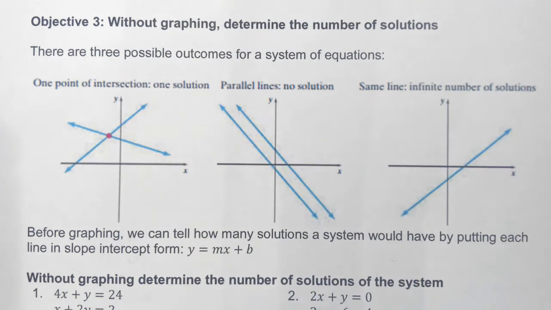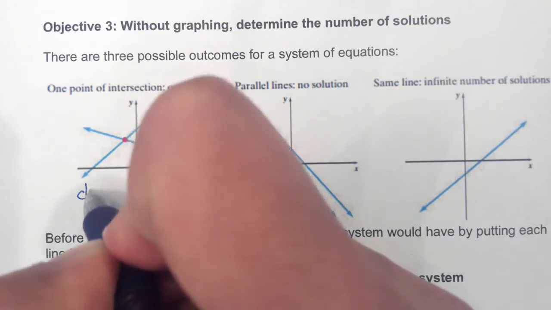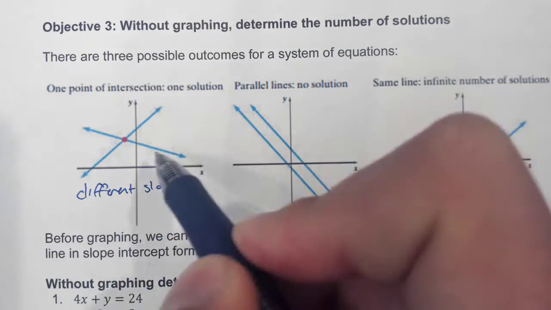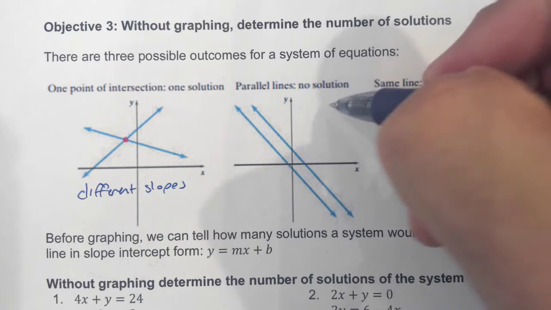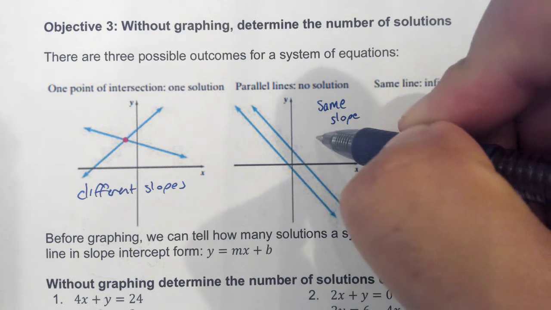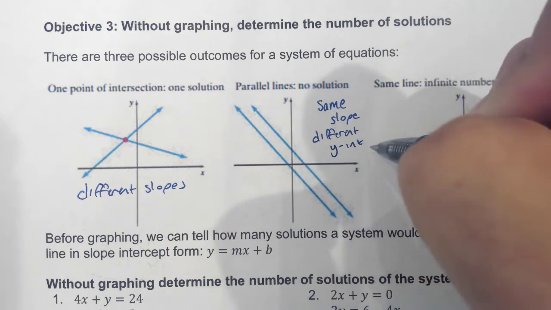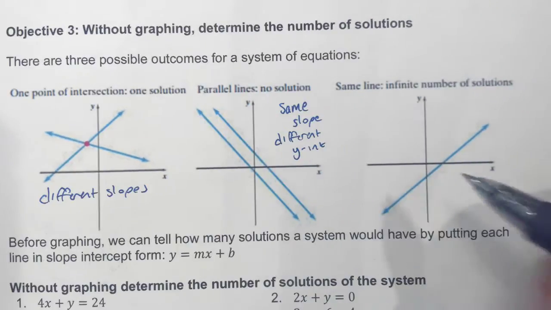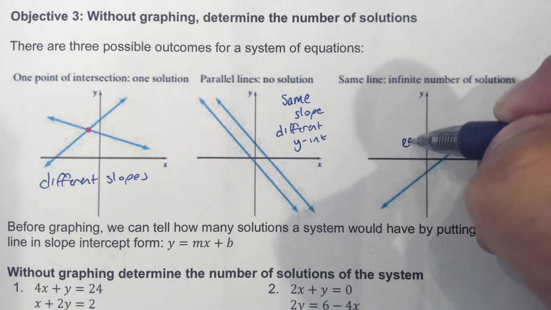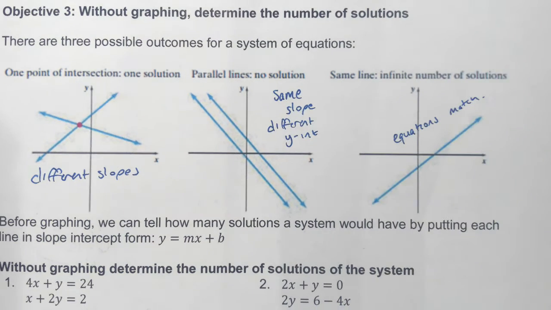If the slopes are different, so I'm going to write up here. So if you get different slopes, this is what you'd get: one solution. If you have the same slope, different y-intercepts, you'll get no solution. And if you solve for y and the equations match, you get an infinite number of solutions.